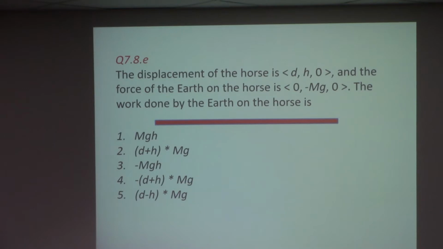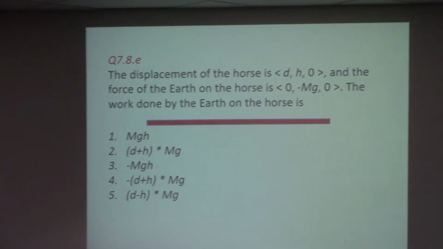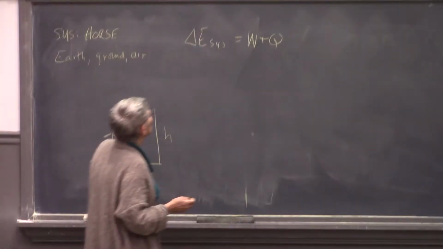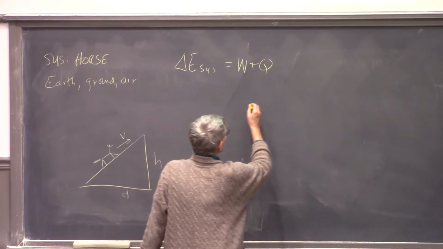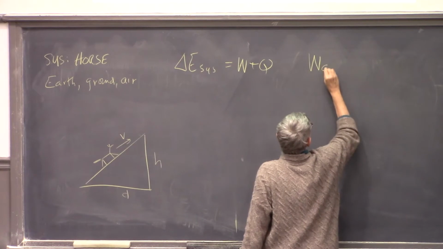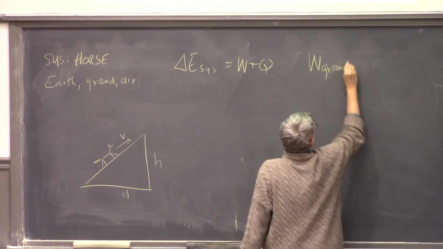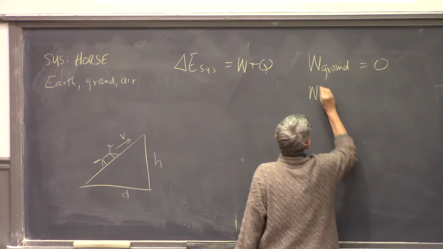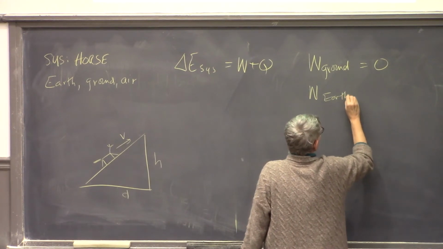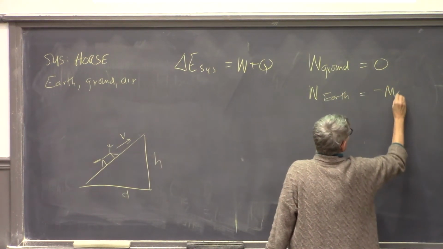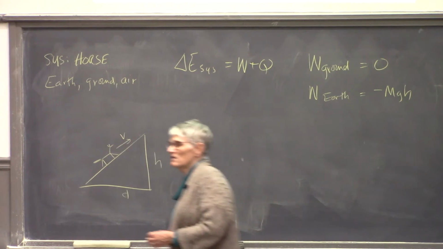Okay, so what's the answer? Yes, three, good. So the work done by the Earth is zero, work done by the Earth is a minus MGH.